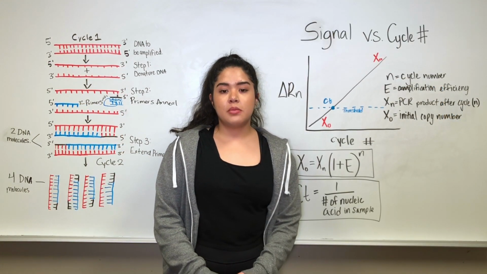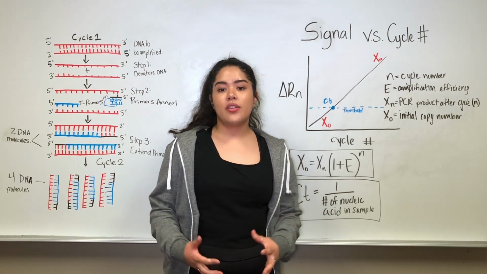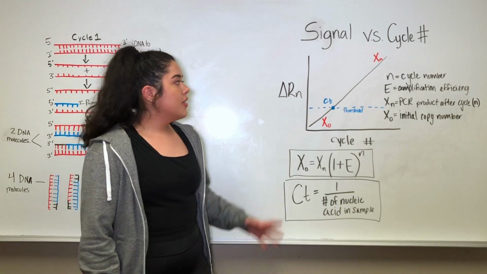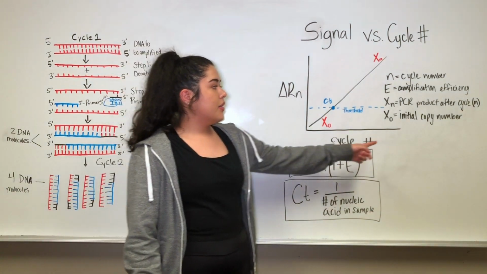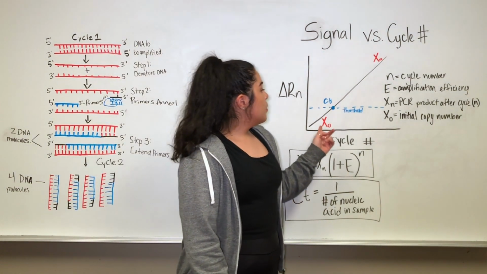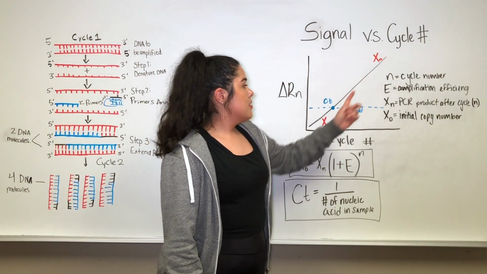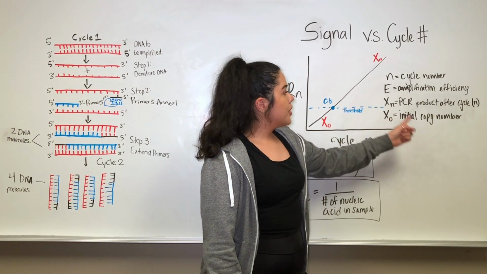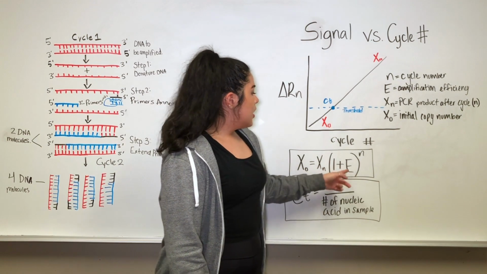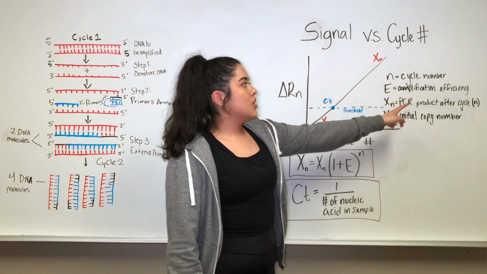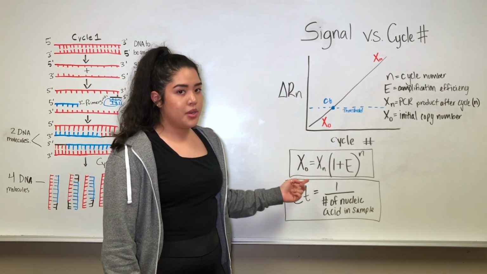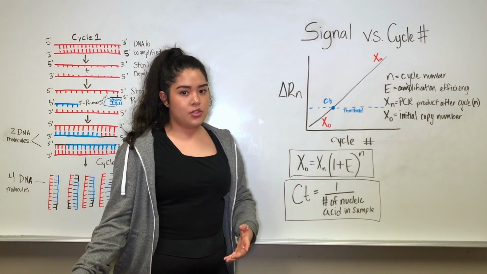The real-time PCR machine that I mentioned earlier can help you gather enough data in order to collect the CT value and the PCR product. In this graph, we have the cycle number on the x-axis and the delta Rn on the y. Here we have the X0 and the Xn. X0 is the initial copy number and Xn is the PCR product after the number of cycles that you do. Here E is the amplification efficiency and n is the cycle number. Using this formula, you can get the initial copy number or the PCR product that you're trying to get.